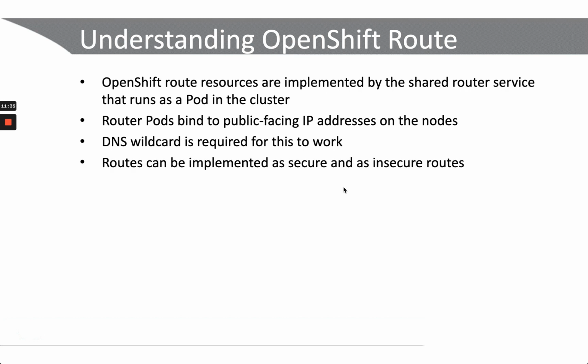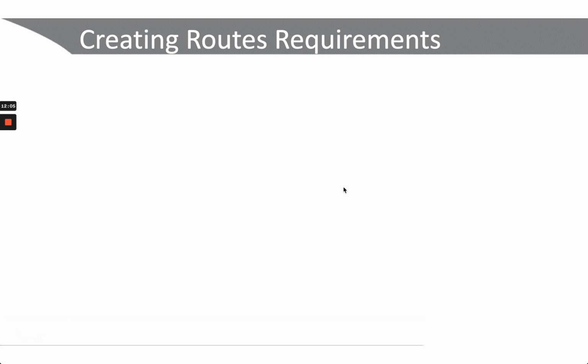Routes can be implemented as secure and as insecure routes. Now, insecure routes is something that we will have a look at in just a little bit. It's also something that you have already learned in EX180 if you've taken that class. Secure routes are one of the big topics in EX280. And most people who fail the exam fail because of something that relates to the secure route. So I'm going to spend significant time on making sure you know how all of this works.